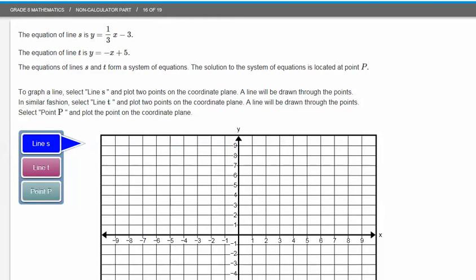All right, so I'm going to draw a line. I have an equation of y equals 1/3 x minus 3, and that is line S. And I have this cool menu right here. Look at this, folks: line S, line T, and point P.